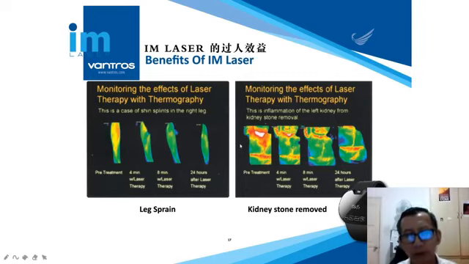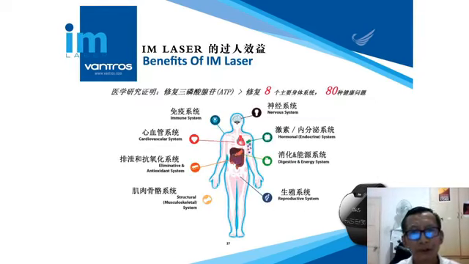And this one is kidney stone removal. There's a high pre-treatment inflammation, but after 24 hours, it reduces the inflammation. So the benefits of this IM laser is that it helps to increase your immune system, at the same time reducing the risk of cardiovascular disease, and eliminating free radicals or toxicity. It also helps the skeletal muscular system, our joints, the reproductive system, digestive energy system, hormone system, and nervous system.